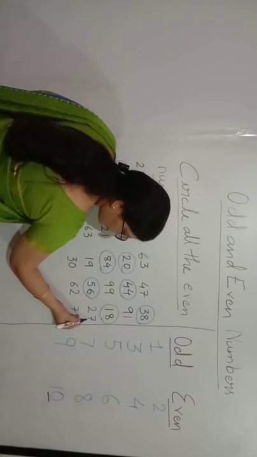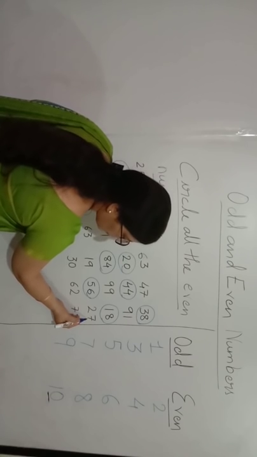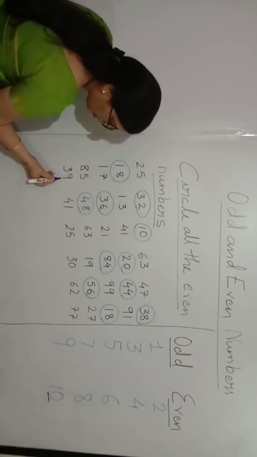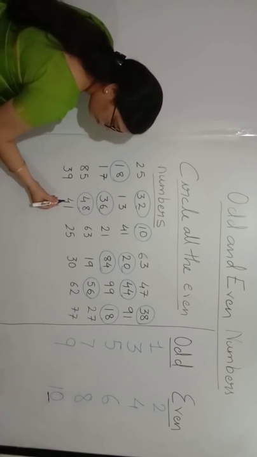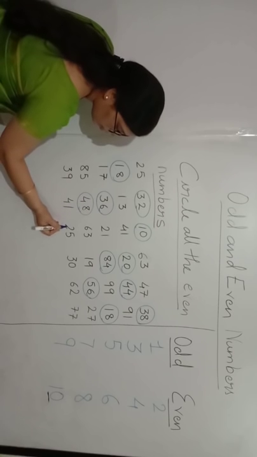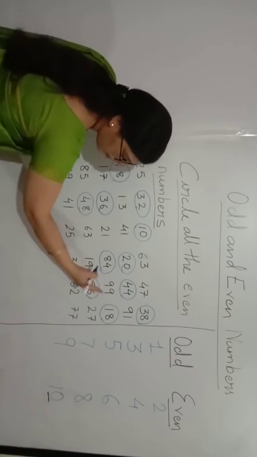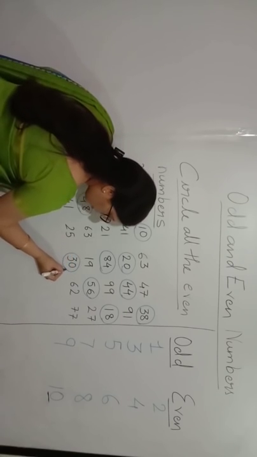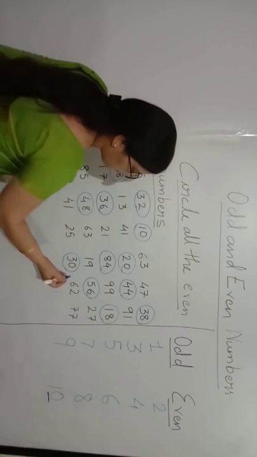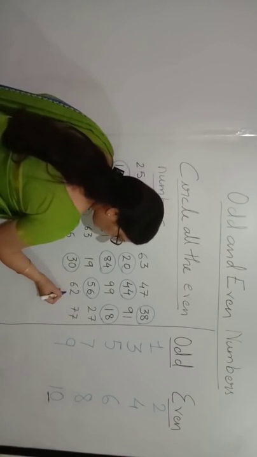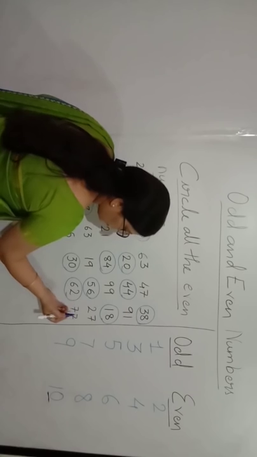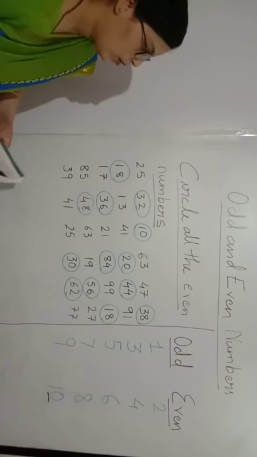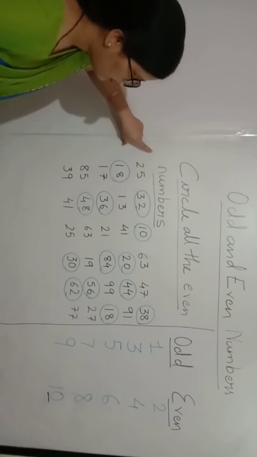27, what is at ones place? 7, and 7 is an odd number. Last row, 39, 9 is an odd number. 41, 1 is also an odd number. 25, the number ends with 5, 5 is also an odd number. 30, the number with 0 at ones place is always an even number. Then 62, 62 is also an even number. And last is 77, 77 is an odd number. Got it, all of you, how to circle all these even numbers.